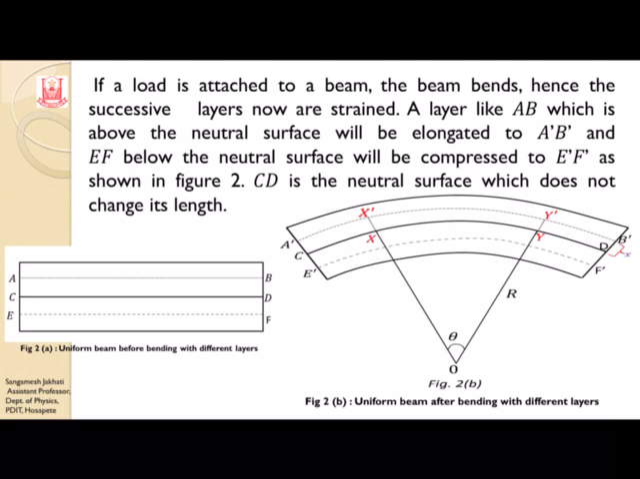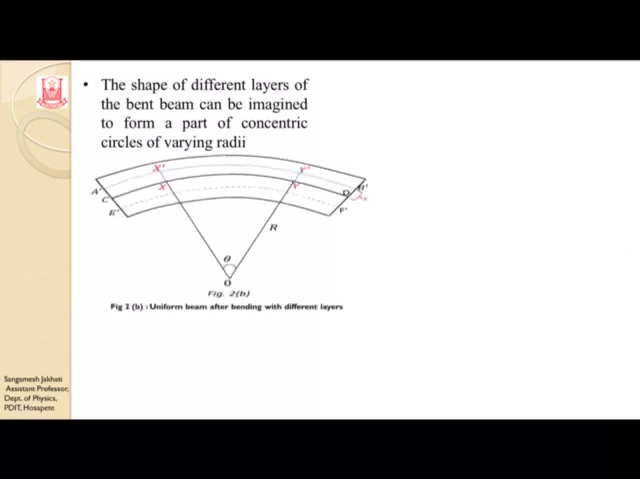And EF which is below the neutral surface will be compressed to E dash F dash as shown in the figure. So CD is a neutral surface which does not undergo any change in the length. So the shape of the bent layers of a beam can be imagined to form a part of concentric circles of varying radii. So here A dash B dash is one bent layer, CD is another bent layer, and E dash F dash is also another bent layer in this figure 2B.